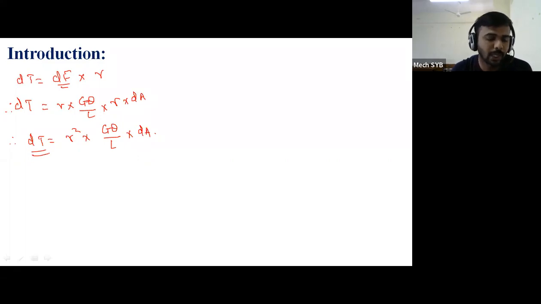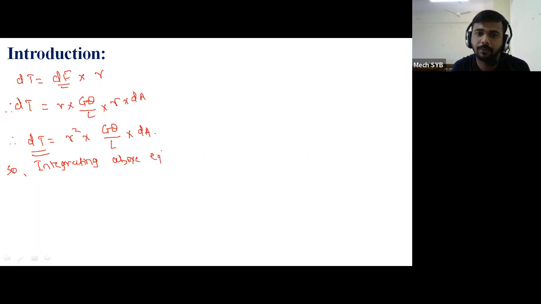Now, as we have to calculate the torque value in the form of capital T, what is our requirement? We have to calculate the torque value in the form of capital T. So, integrating the above equation.